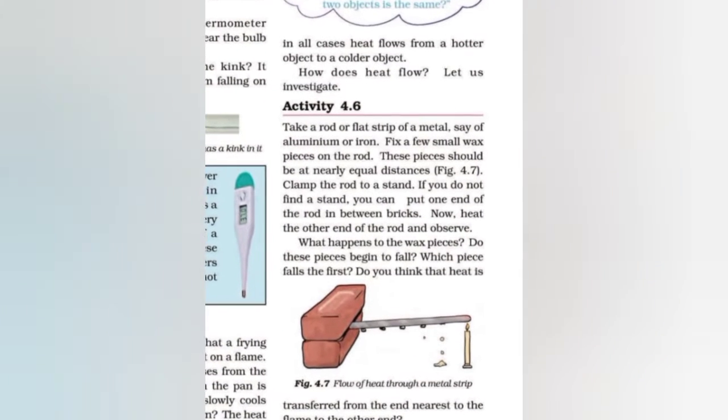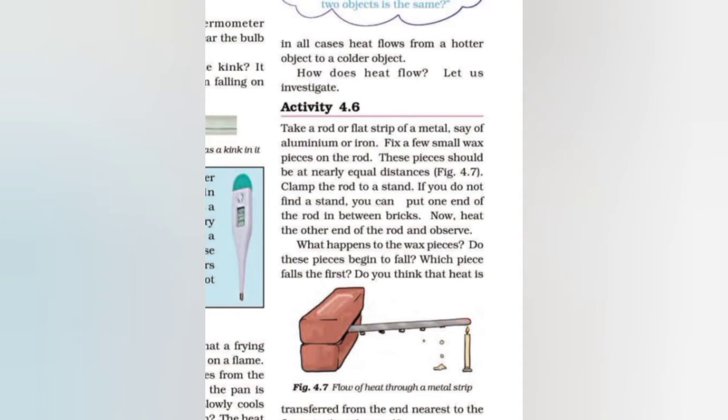Now how does heat flow? Let us investigate. We will perform one activity that is given as activity 4.6. So students, you have observed how heat is transferring from a hotter object to a colder object. So we can say that the flow of heat from the higher temperature of the body to the lower temperature of the body is called transfer of heat. Now we will perform one activity.